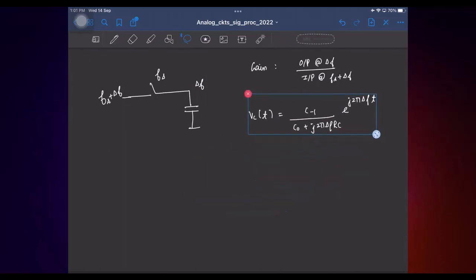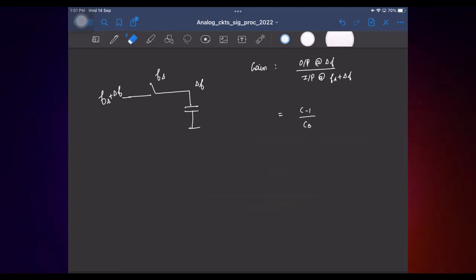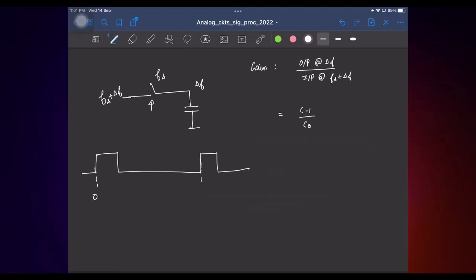Okay, and in this case what is r? 0. So basically it just becomes C minus 1 by C 0, that's all. Okay, so this is our strength gain. And remember, C minus 1, C 0 are the Fourier coefficients of the pulse, which basically is this. And for now we'll assume that this has a duty cycle of D. So this is 0, this is Ts, and let's say this is D times Ts.